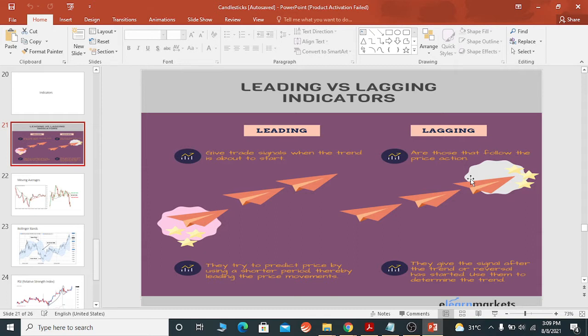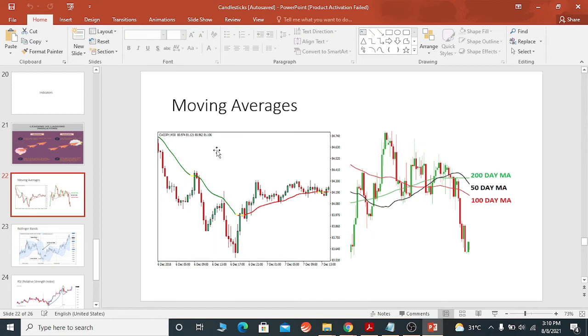Also, the leading indicators will try to predict price using a shorter time period. Therefore, they will be leading the price momentum, whereas the lagging indicators are going to give you a signal after the trend has reversed or a new trend is taking place. So the first indicator we are going to talk about is moving averages.